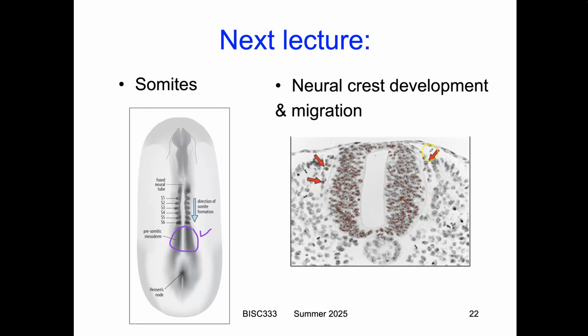And then neural crest cells. These are really interesting. Some researchers consider them a separate germ layer, separate from ectoderm and mesoderm, because they are formed from both types of tissue, and they do some very unique things. And we'll spend some time on that next time.